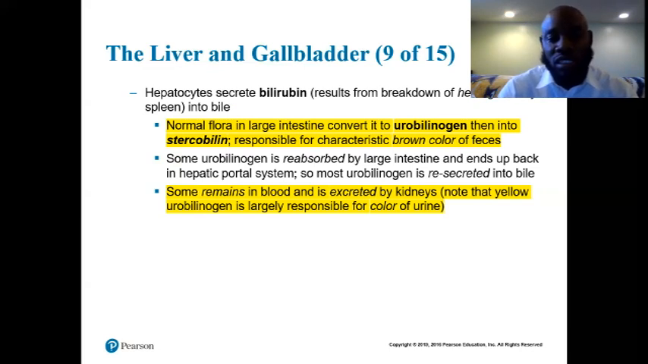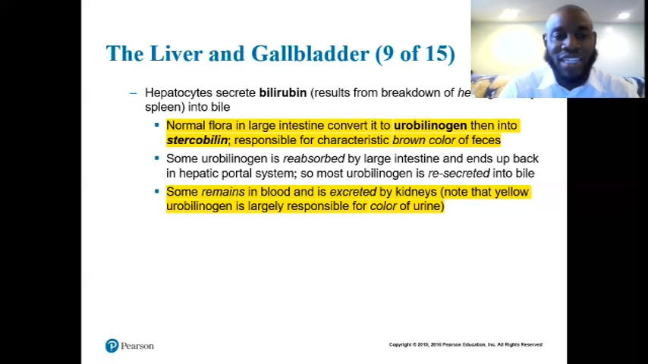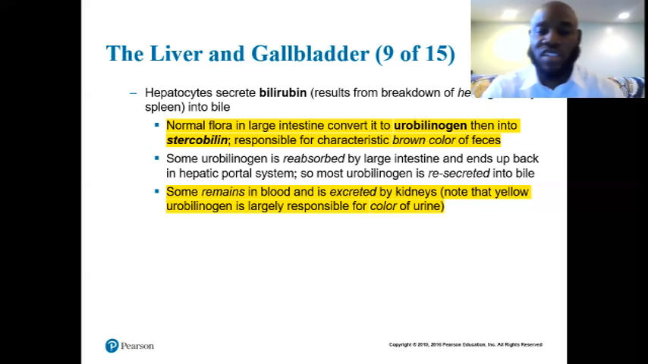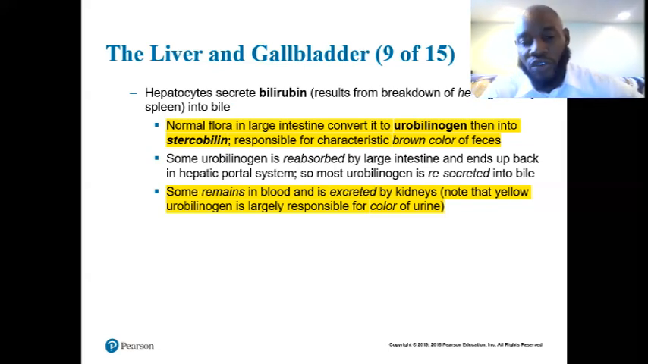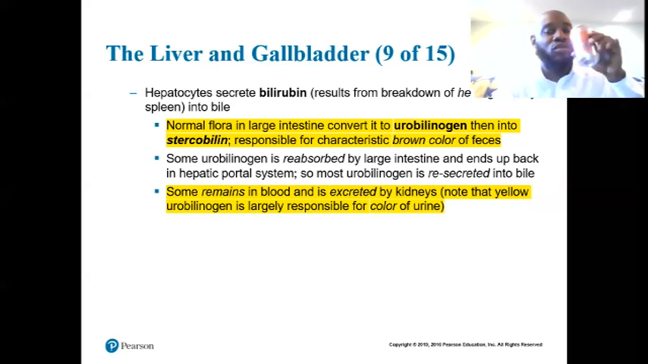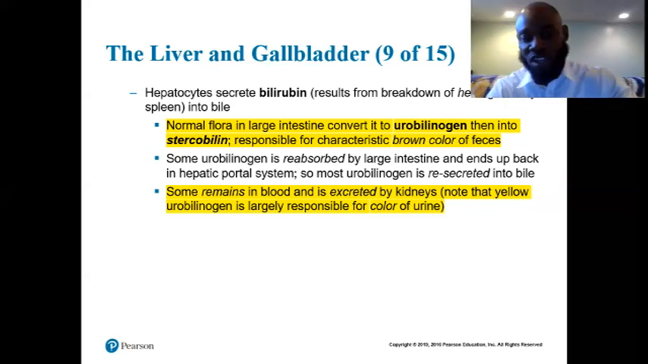Some urobilinogen is reabsorbed by the large intestine and ends up back in the hepatic portal system. And then some remains in the blood and is excreted by your kidneys. And that gives some of that yellow color of urine, which you can easily get rid of if you drink enough water and dilute your urine.